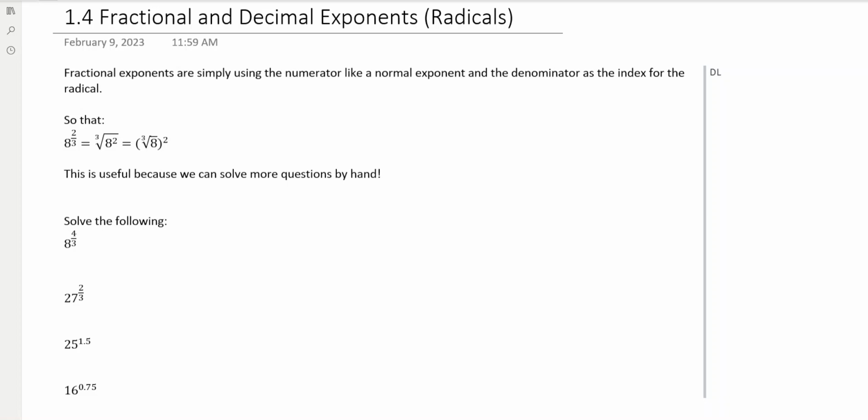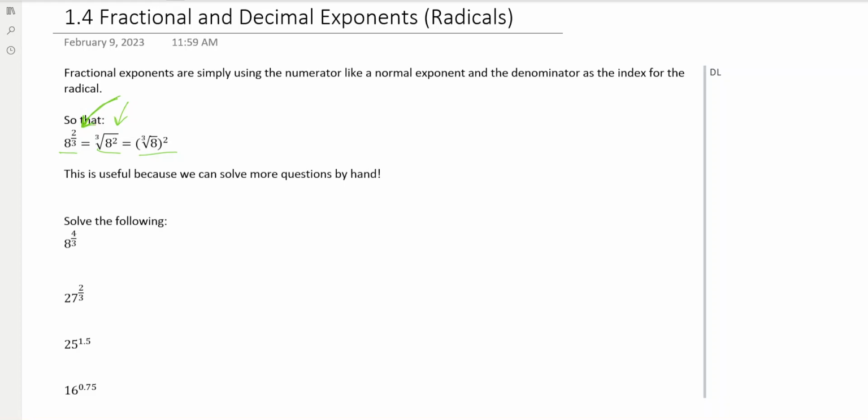So first of all, fractional exponents are simply just using numerators like a normal exponent and the denominator as the index for the radical. You can write these as any of three different ways, and all of them are true. Okay? We usually prefer to see it like this, just visually it looks nicer as one of these two.